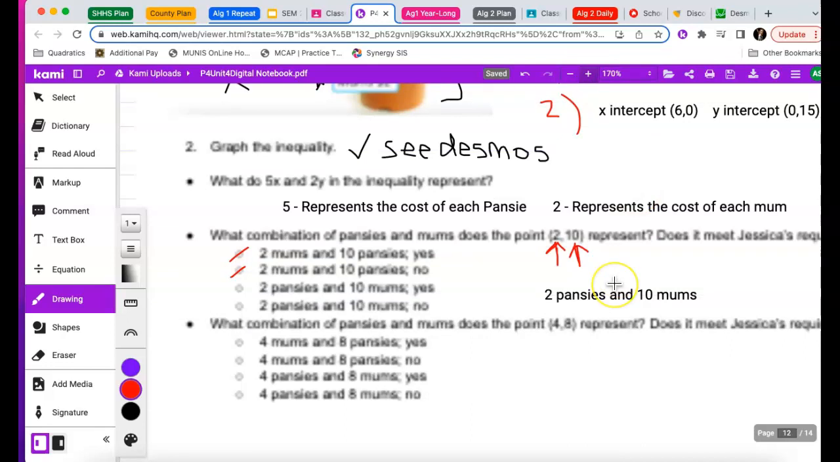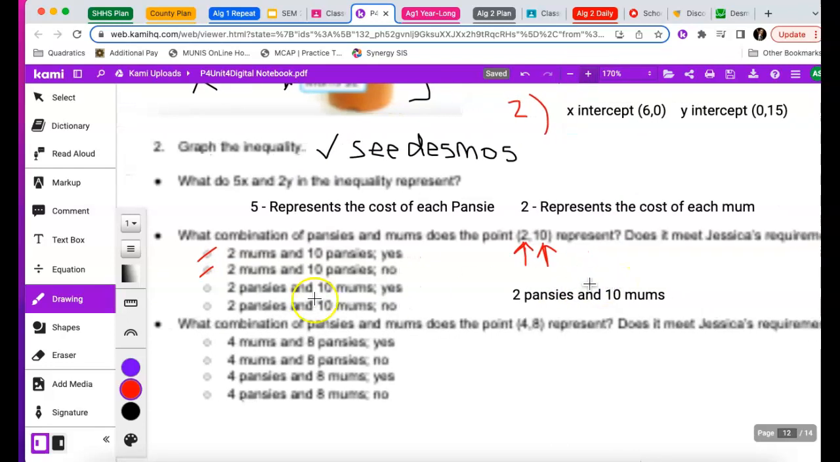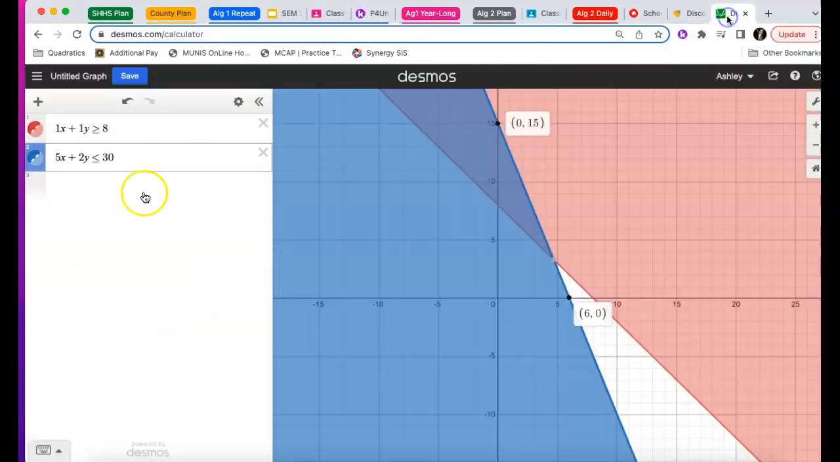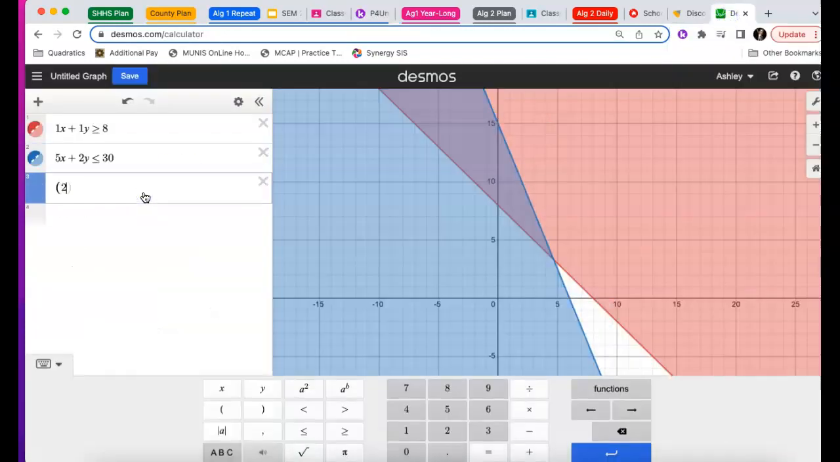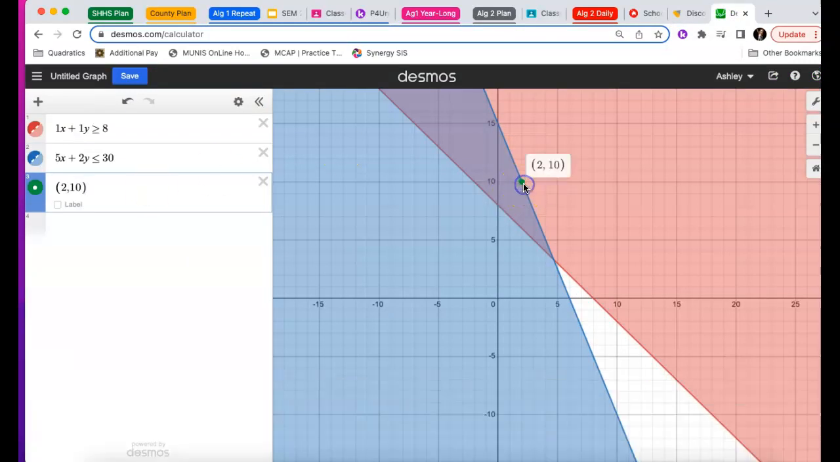So now we're going to test this solution. We're going to see if this is a true solution. So it's either got to be in our dark shaded region or it's got to be on one of our boundary lines that's a solid line. So notice that it is on our solid line. So yes, it is a solution.